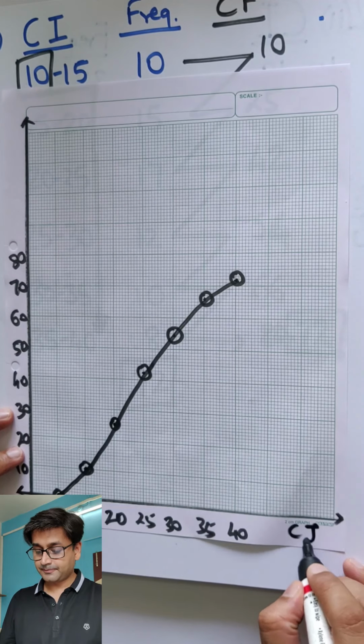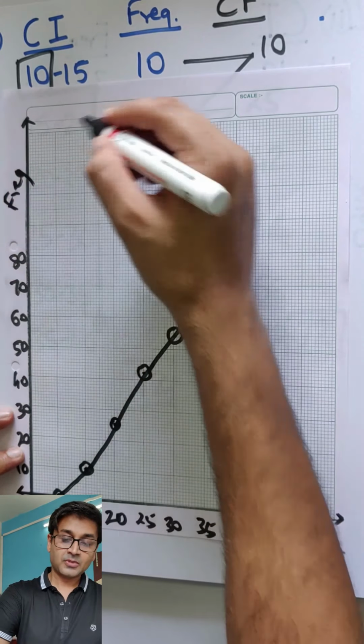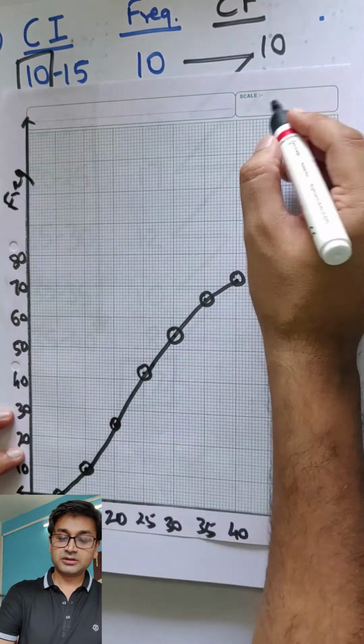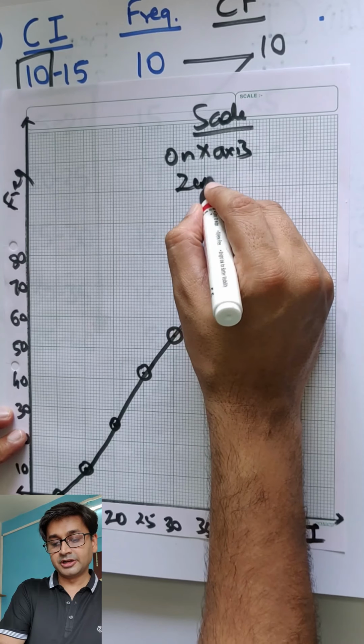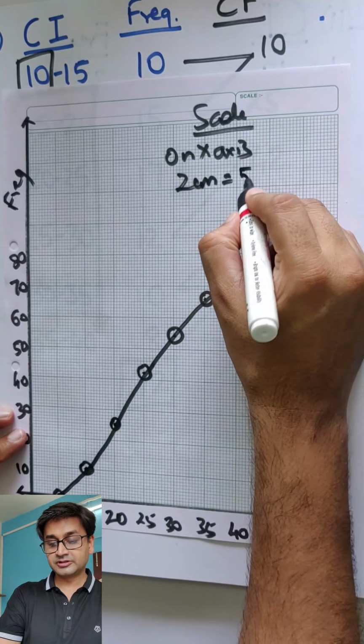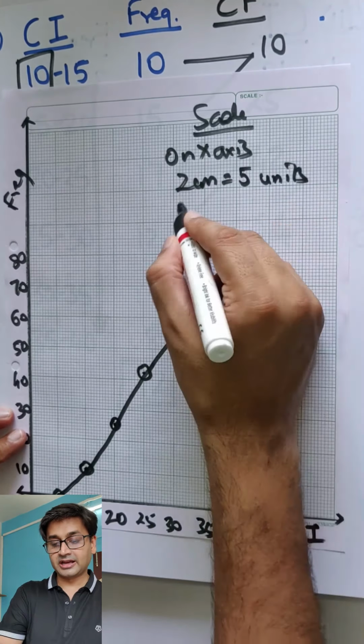So this is CI and this is frequency. The scale we need to mention. So on the x-axis, 2 centimeters is equal to 5 units. And on the y-axis, 2 centimeters is equal to 10 units. So we wrote the scale. Try to write the scale up. Right now I'm using a marker, so it's coming too low. Alright, here are the names we gave.